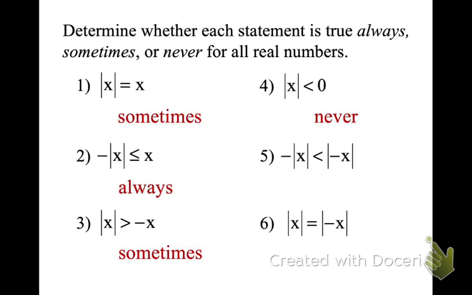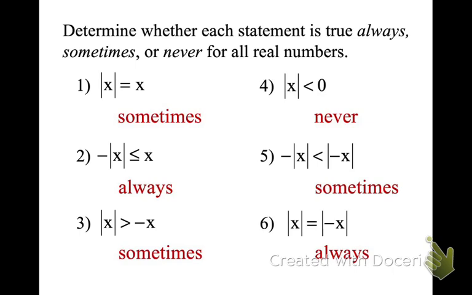Okay, now we're going to try again. Let's say when x is positive 2, then times negative becomes negative, and if x is 2, it will be a positive 2. That's true. So let's try with negative 2. If this is negative 2, it becomes positive 2, and if this is negative 2, it's still going to be, yeah. And 0. 0 is less than 0. Nope, so we're going to say sometimes. So you really have to try.